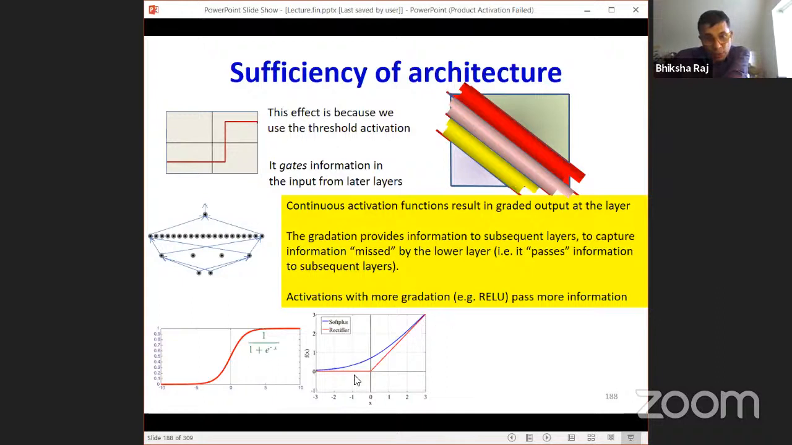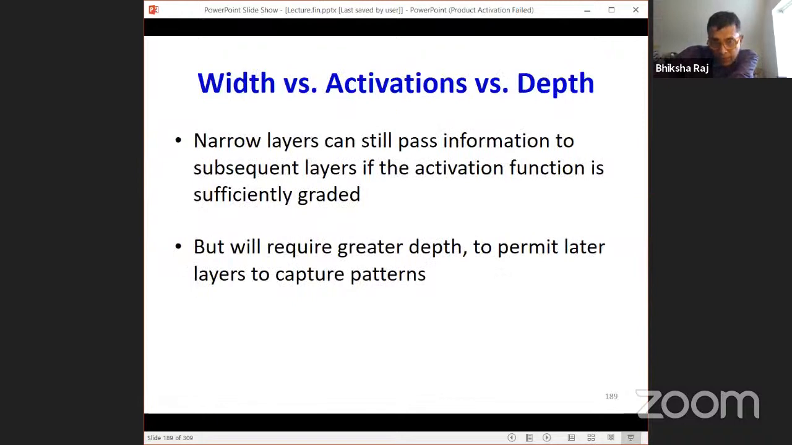And so something like a ReLU or a subclass, which not only tells you which side of the boundary you're on, but continues to tell you how far away you are from the boundary, regardless of the distance from the boundary. This continues to convey information about the input because it is no longer gating the information. And that is information that the subsequent layers can build on to obtain more complex decision boundaries.